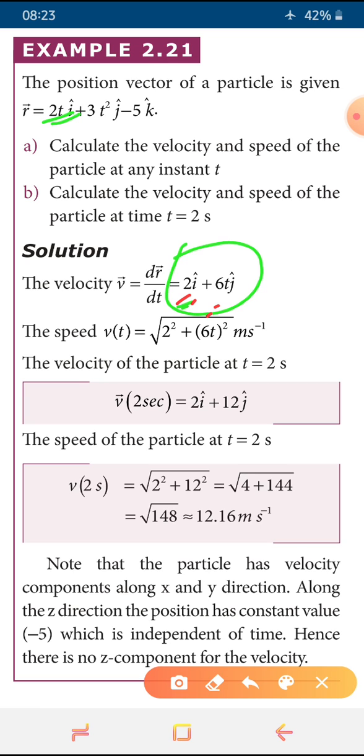Then the velocity of the particle at 2 seconds. This is the answer for question number 2. Taking 2 seconds, we can write v of 2 seconds equal to 2i cap. Wherever there is t, it is enough to substitute 2; where there is no t, we simply leave it. So 2i cap plus 12 j cap. This is the answer for 2 seconds.